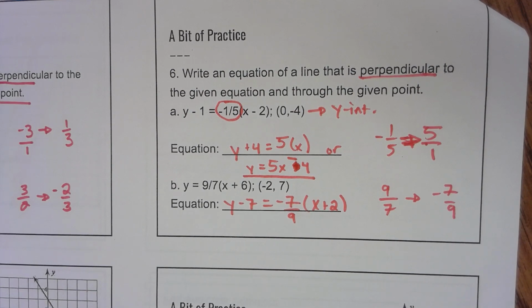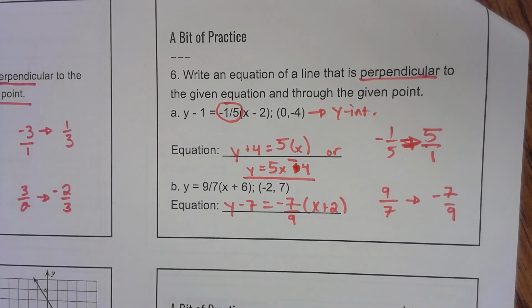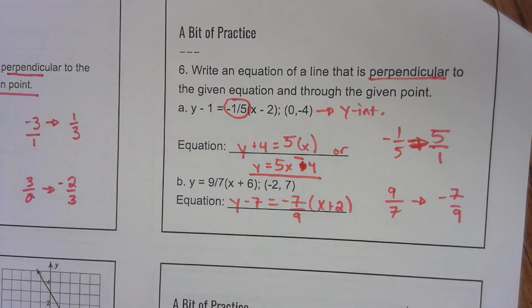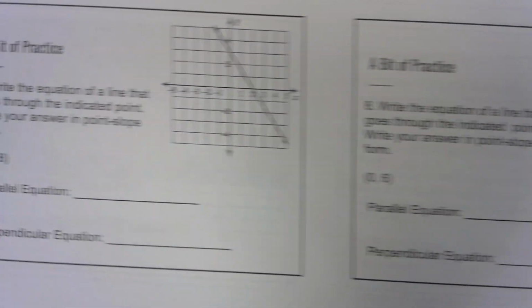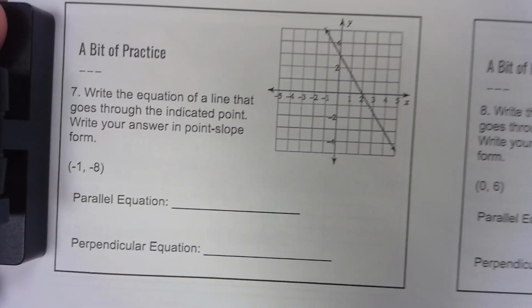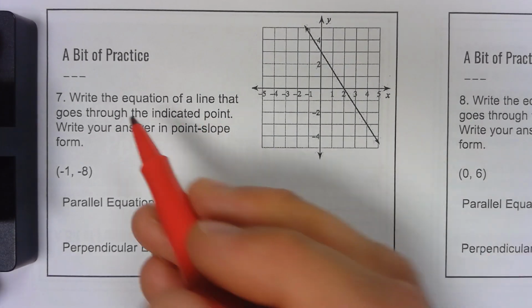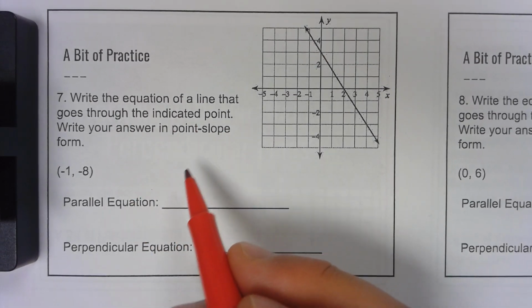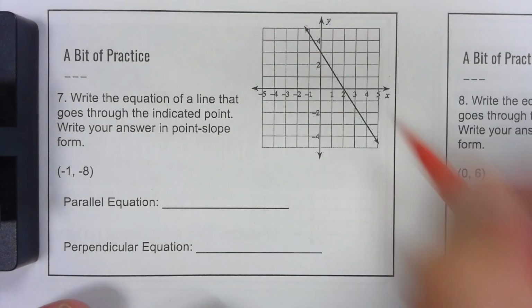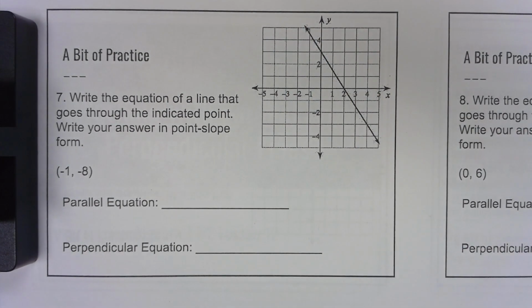Okay, well, there's a little bit of practice writing equations that are perpendicular. Now we're going to do a little bit opposite here, where we're going to be given a graph, and our task is going to be very similar. We're going to write the equation that is both parallel and perpendicular and passes through a specific point. So once again, read the directions: write the equation of a line that goes through the indicated point, and write the answer in point-slope form. So in this problem, all I care about is finding the slope.